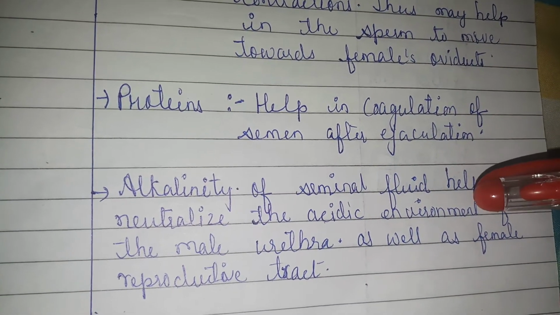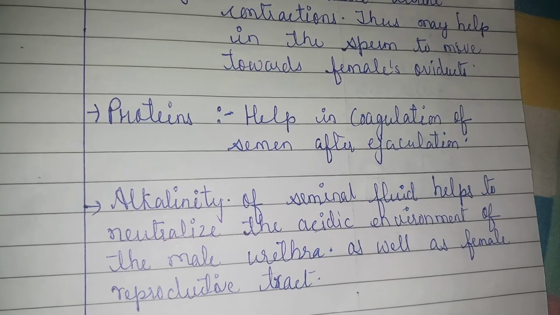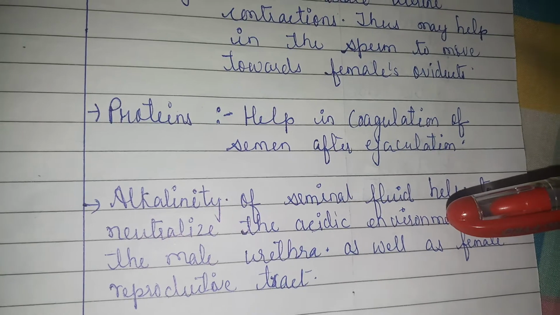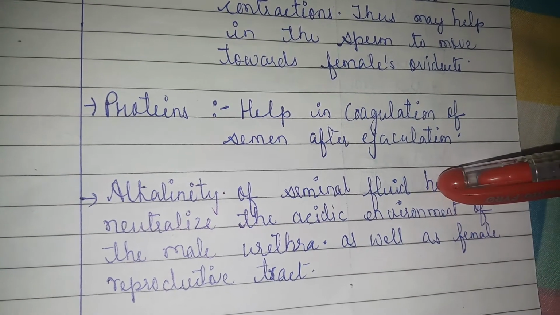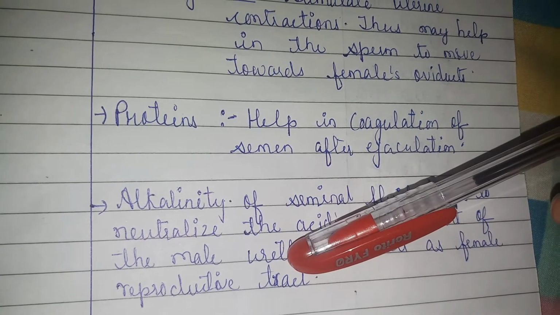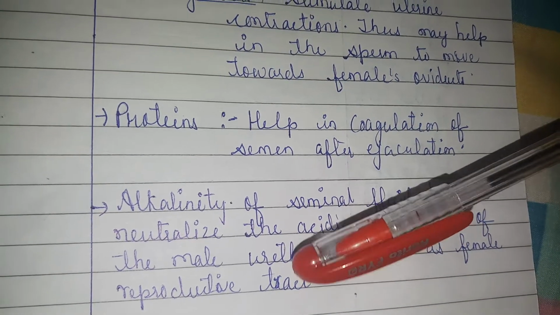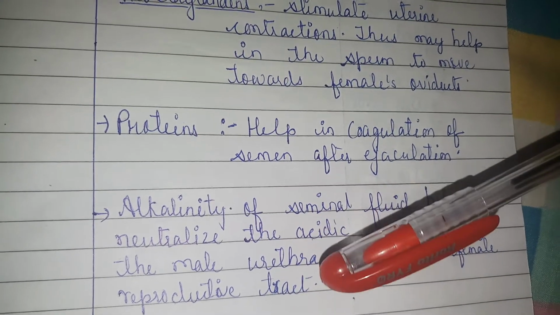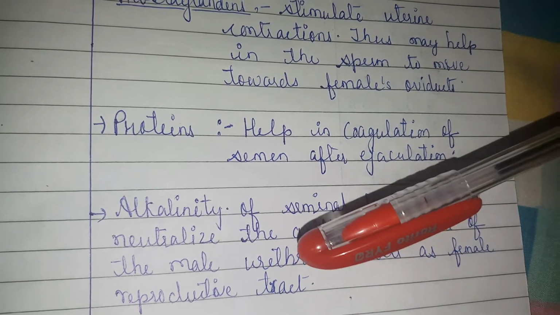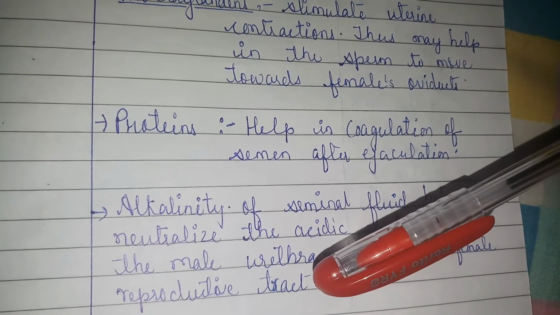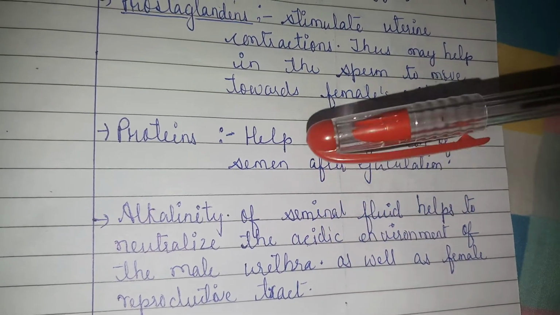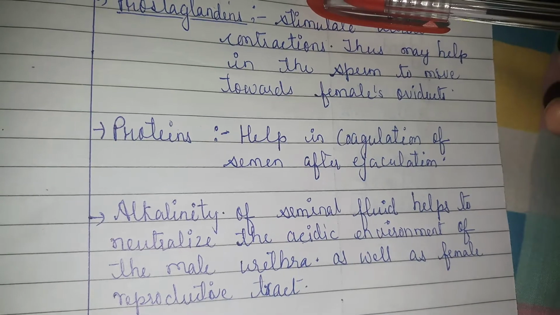Alkalinity of seminal fluid: the seminal vesicle secretes an alkaline secretion. This alkalinity of the seminal fluid helps to neutralize the acidic environment of the male urethra. As we have read, the male urethra is the common passage for semen and for urine. Because of the presence of traces of urine, the pathway becomes acidic. Just to neutralize that acidic pathway, the alkaline secretion is needed.